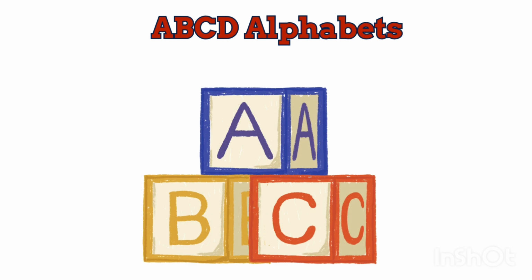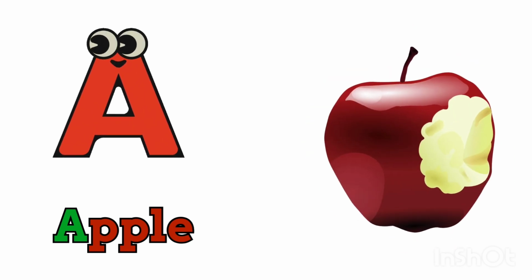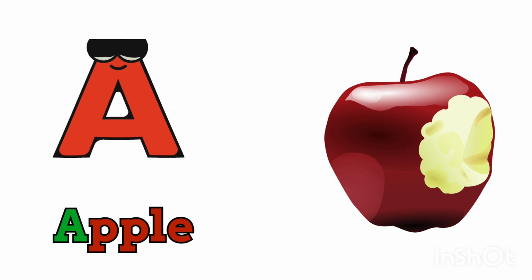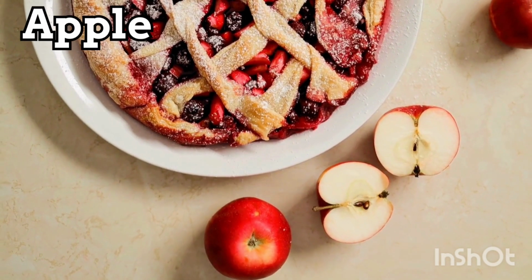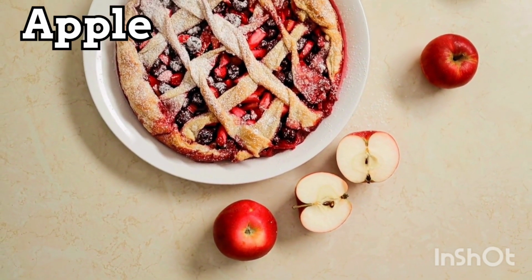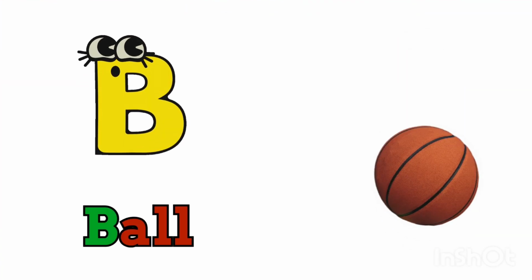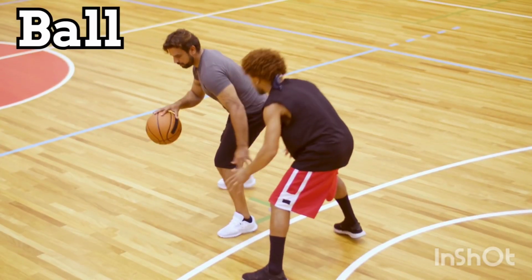ABCD alphabets. A for apple. A-P-P-L-E, apple. Apple. B. B for ball. B-A-L-L, ball. Ball.